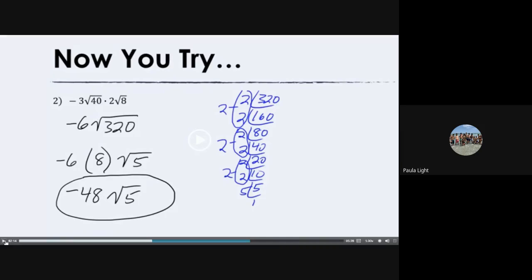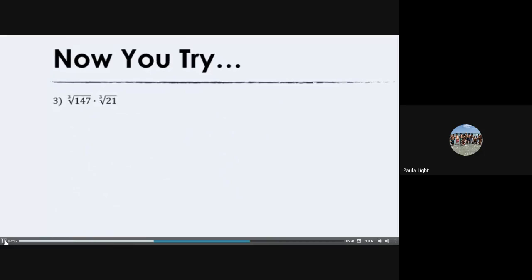Anybody get that one? Good, good. It's starting to sink in a little bit. Okay, that is the final answer for that one. Let's see what we got on the cube roots. We did a couple of cube roots for you. Number 3, so these are cube roots here.